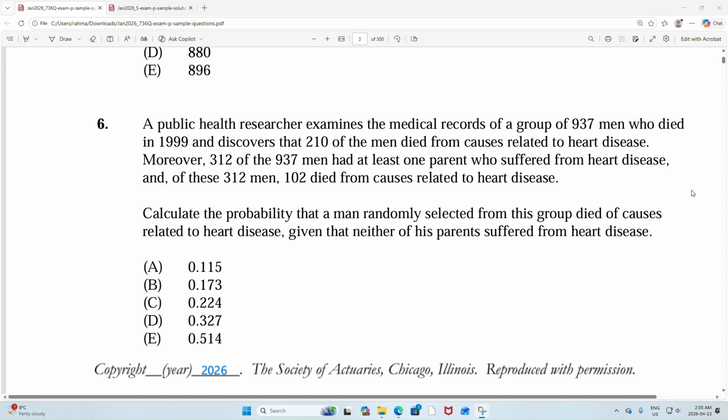Calculate the probability that a man randomly selected from this group died of causes related to heart disease, given that neither of his parents suffered from heart disease.